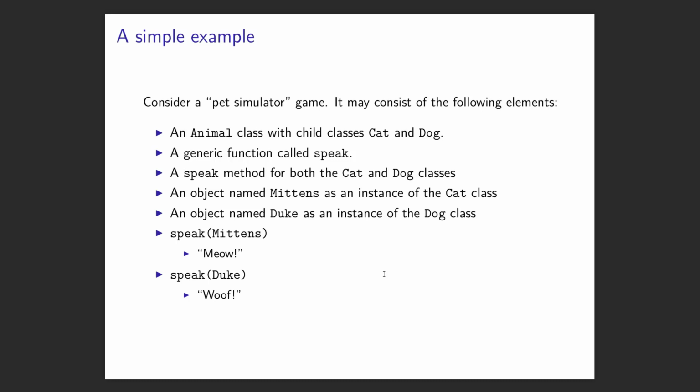We might have a generic function called speak, and cats and dogs would speak differently, so we would have a separate speak method for cats and a separate speak method for dogs. We could have a specific object named Mittens, that's an instance of the cat class. We could have a specific object named Duke, who's an instance of the dog class. And if we ask Mittens to speak, Mittens might meow, and if we ask Duke to speak, he'd do what dogs do, and woof or something like that.